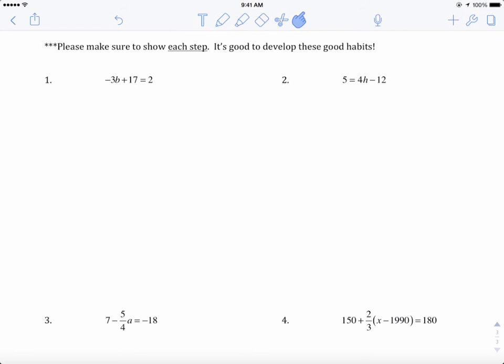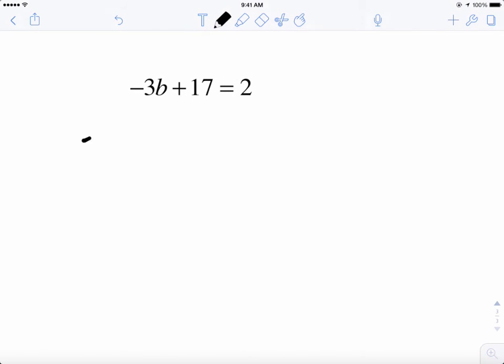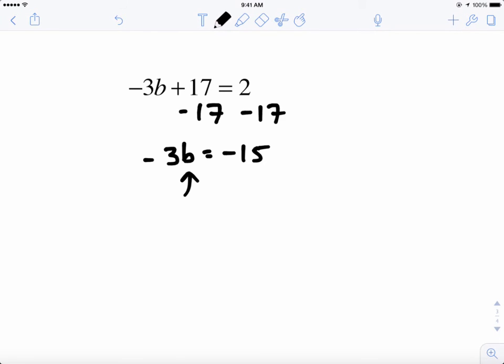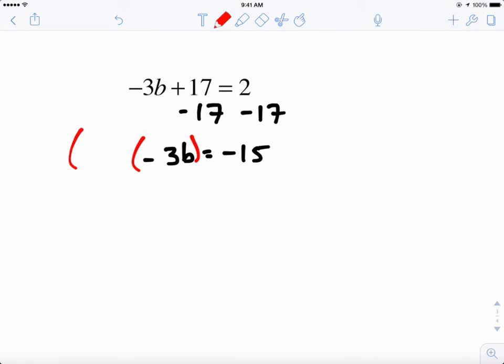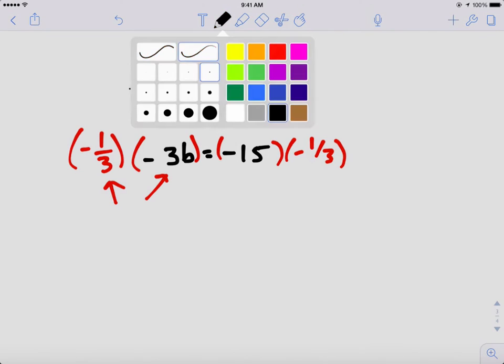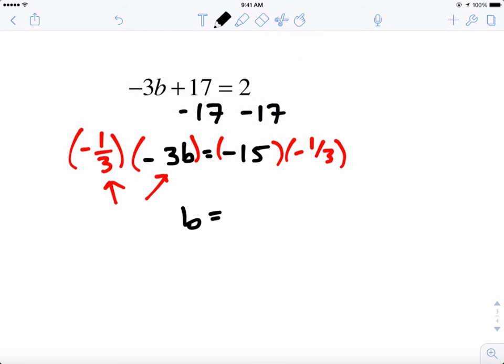All right, so in our first equation, I'm thinking I'd like to isolate this negative 3b. So first things first, let's subtract 17 from both sides of the equation. Negative 3 times b equals negative 15. Now I'd like to isolate just that b, so let's go ahead and multiply both sides of our equation by negative 1/3. I'm going to multiply by negative 1/3 because these two will multiply to 1, yielding just a b on the left-hand side of the equation. That is awesome. So b equals, let's see, negative 15 times negative 1/3 should be positive 5.